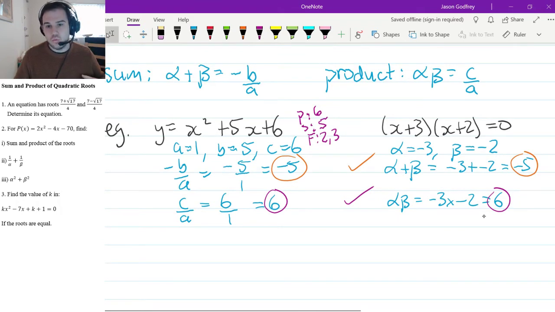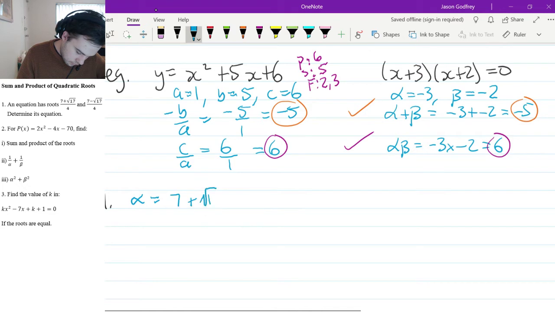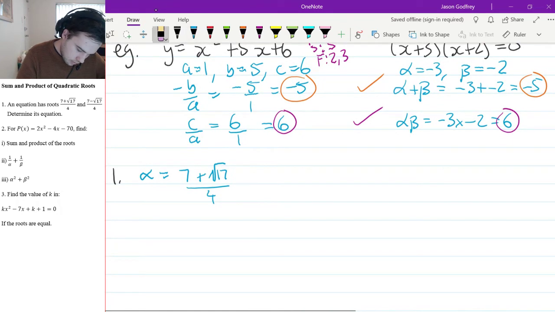And so the first one is, we don't actually know this equation, y equals, this form here. We do know the roots, and so we can use the roots to figure out what a, b, and c are, and therefore the equation. Right? So this is now example 1. So we've got the roots, so we'll call one of them alpha. Alpha can be the first one, 7 plus root 17 on 4. And we'll call beta the other one, 7 minus root 17 all over 4.